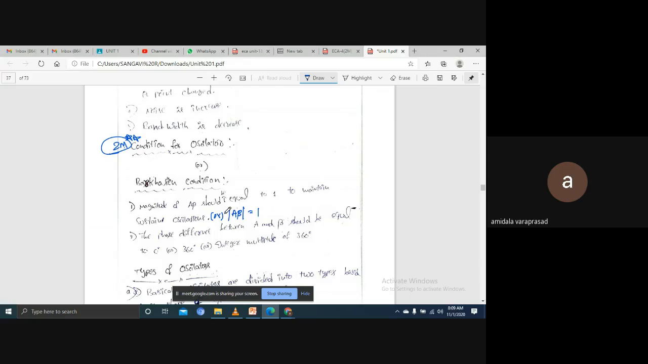This is the first condition. Next, the second condition: the phase difference between A and beta should be equal to 0 degree or 360 degrees, or an integral multiple of 360 degrees.